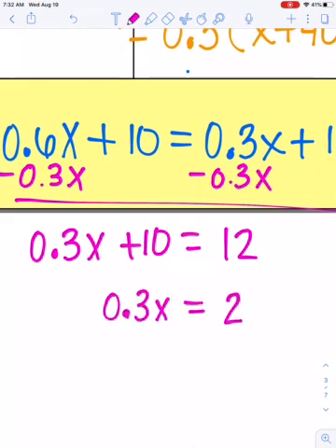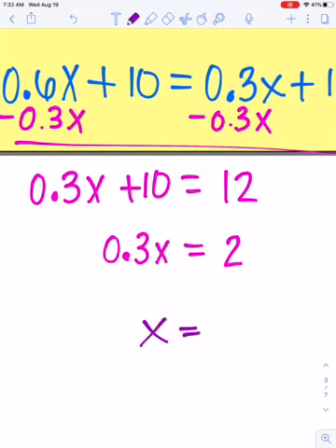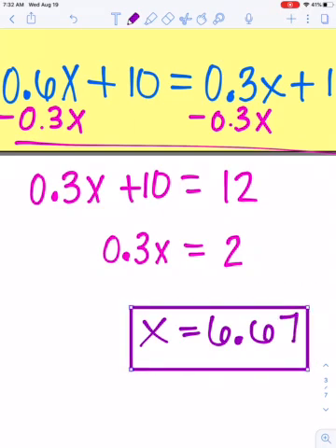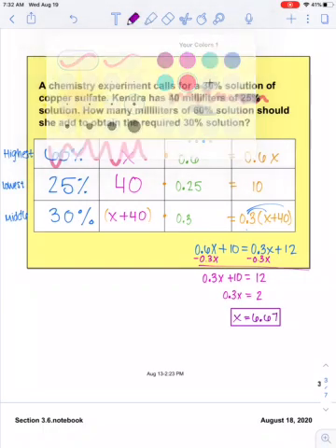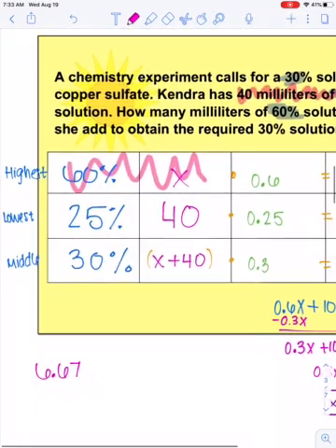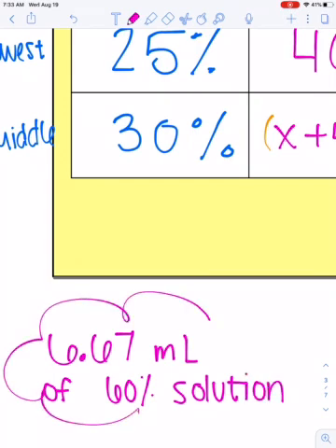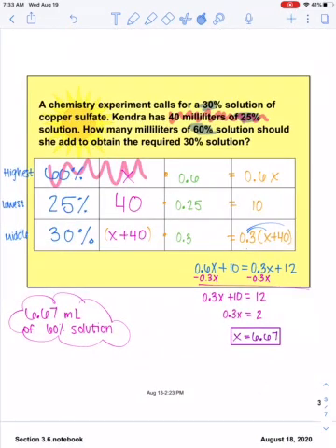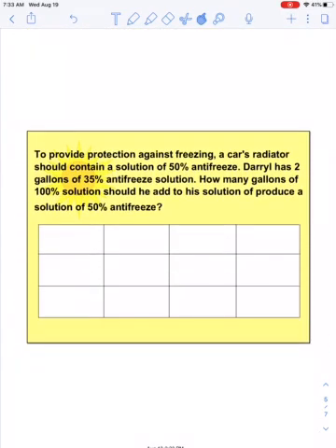When you subtract that, 10 over 0.3x gives you 2. And then you're dividing. This isn't going to come out pretty. That's okay. You can have decimals. I think it's 6.6 repeating, so you're just going to do, let's just say 6.7. Then you just have to write me a sentence. So x is representing the amount of 60% solution. So just tell me that. So 6.67 milliliters is what we were measuring in this time, milliliters of 60% solution. So extremely, extremely similar to last time. Just percentages instead of weight. Okay?